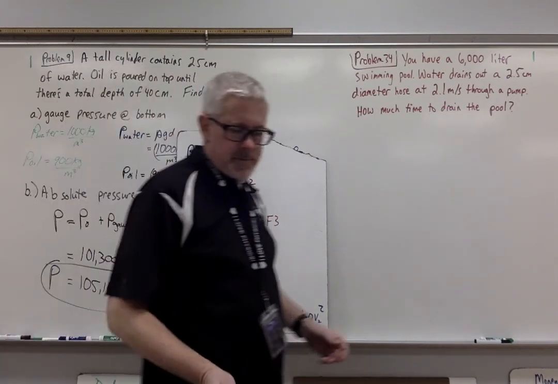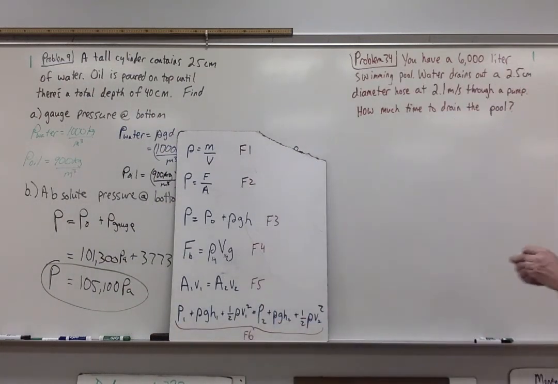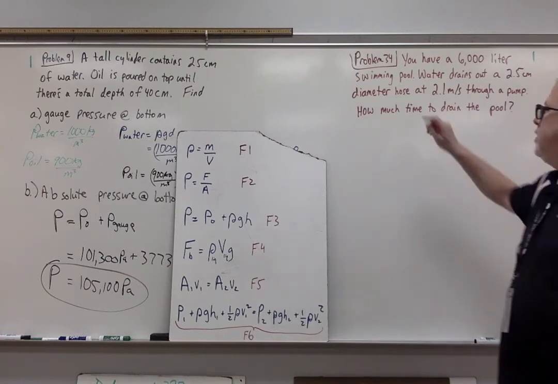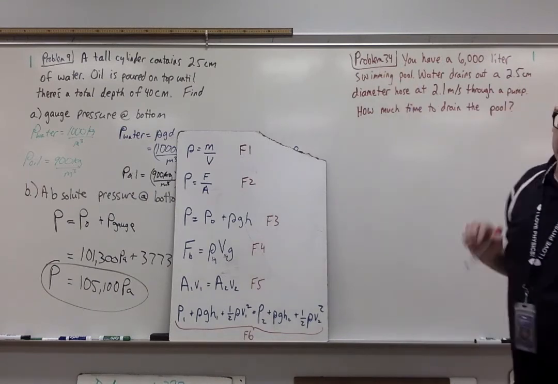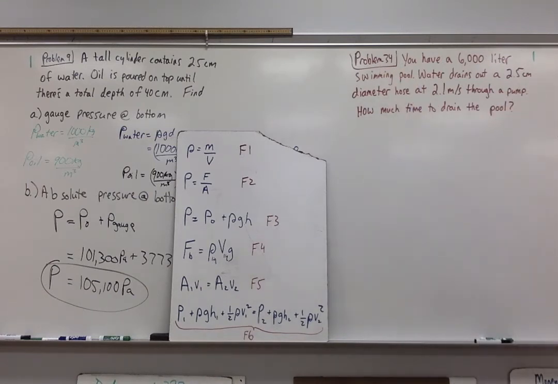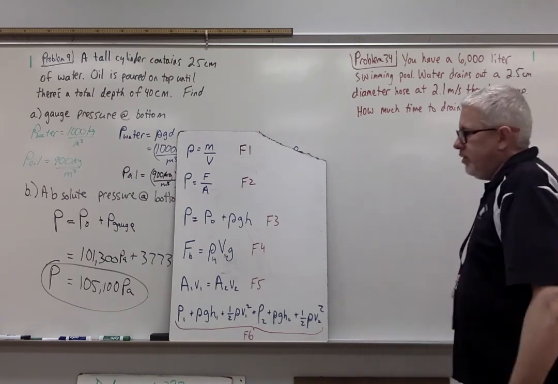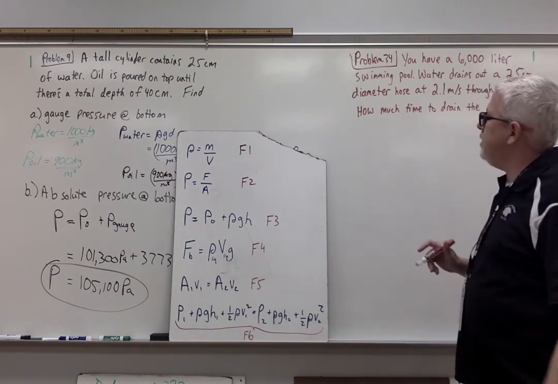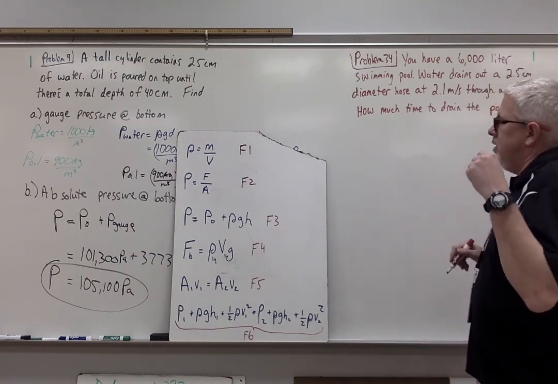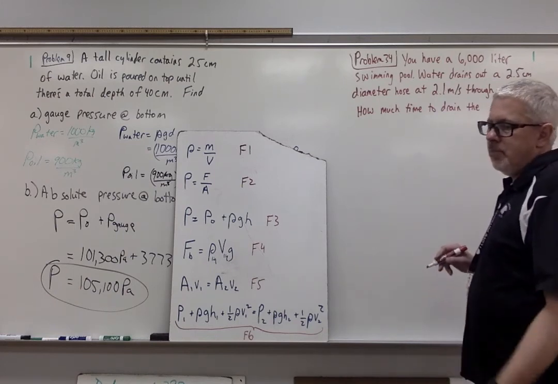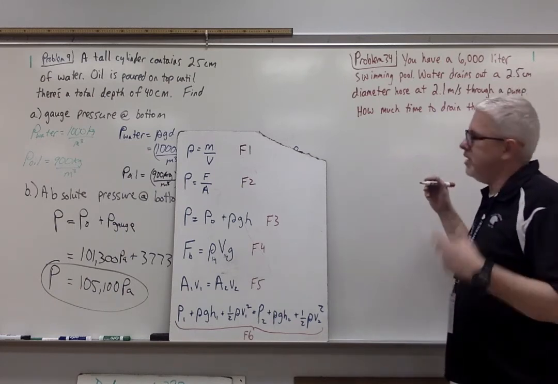So the question is how much time is it going to take the pool to drain? That's problem 34 out of the back of our chapter. The key thing here is to figure out what's the volume, and if we know the rate at which it's draining and the cross-sectional area of the hole, we can figure out the flow rate, and then we can use quantity equals rate times time to figure out the time it's going to take to drain.